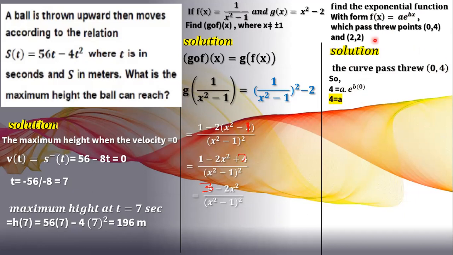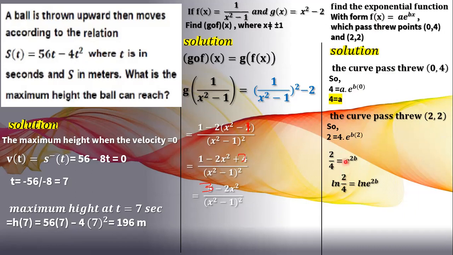Now we want the value of b. We must use the second point: x equals 2 and y equals 2, and a equals 4. So f of x equals 2, and a is 4, e power b times 2. So we will simplify, divide by 4 on both sides. We'll get 2 over 4 equals e power b times 2, 2b. 2 over 4 is 1 over 2, or 2 over 4 as you like.